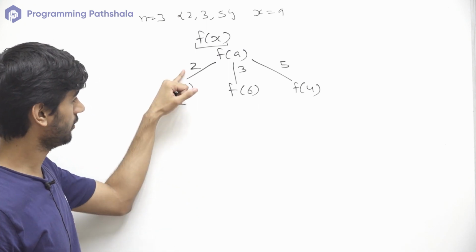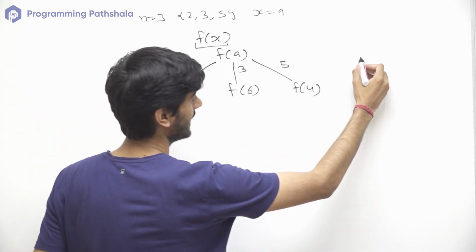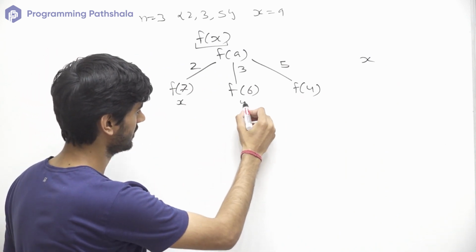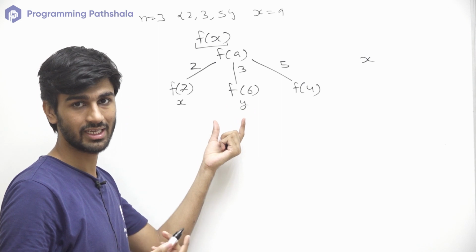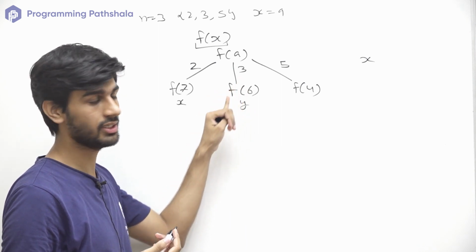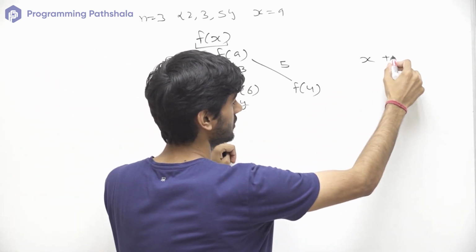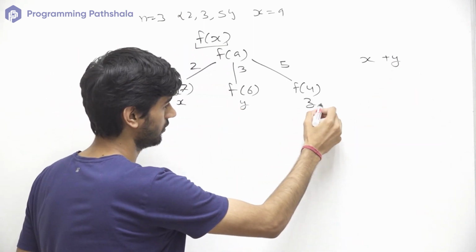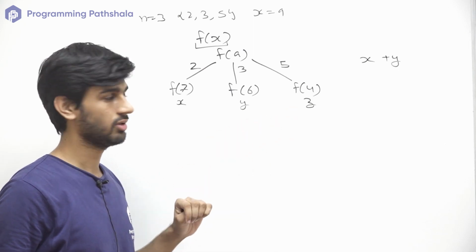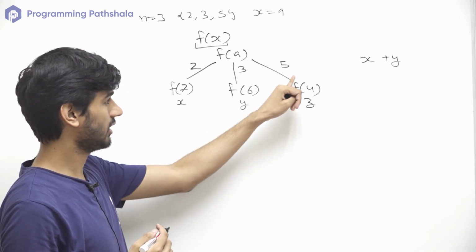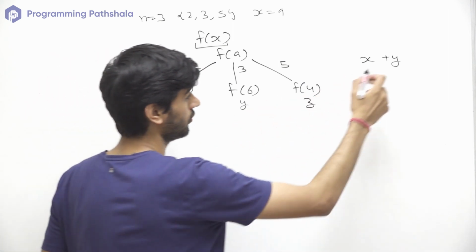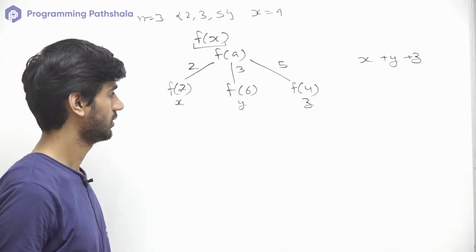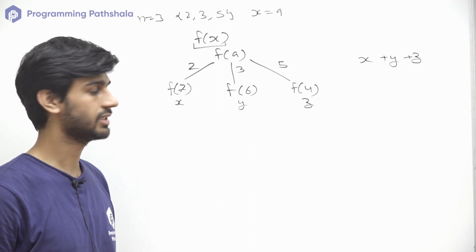So if we pick a coin with value 2, in that case we will have x number of ways to get a sum of 9. And let's say there are y ways to get a sum of 6. In that case, if we pick a coin with value 3, then there will be y more ways to get a sum of 9. And let's say there are z number of ways to get a sum of 4. Then if we pick a coin with value 5, there will be z more ways to get a sum of 9. Now let's try to generalize this recursive relation.